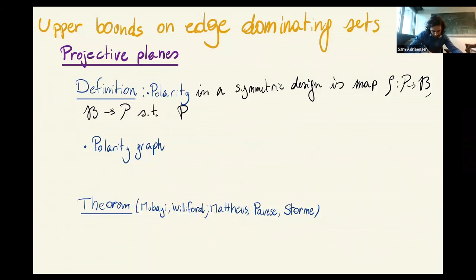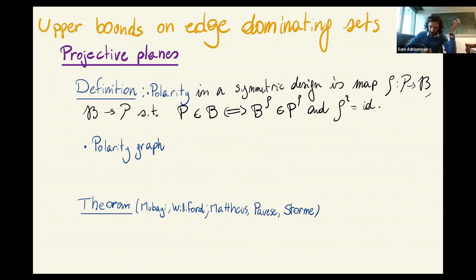So if you take a point P and it lies in a block B, if and only if rho reverses the inclusion. So the image of your block under rho has to be contained in the image of your point under the polarity. And you also assume that rho is an involution. So if you apply it twice, then you just have the identity. And now you can look at the polarity graph. This is the graph defined on the points of your symmetric design.